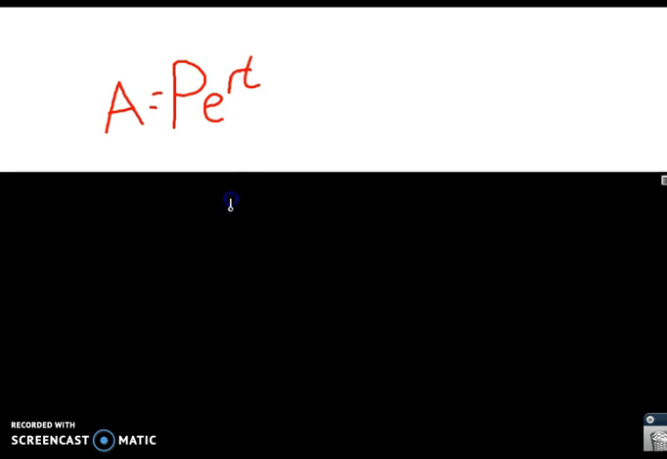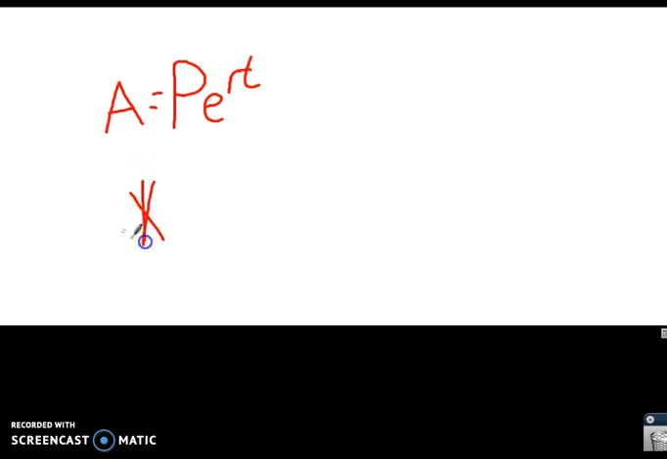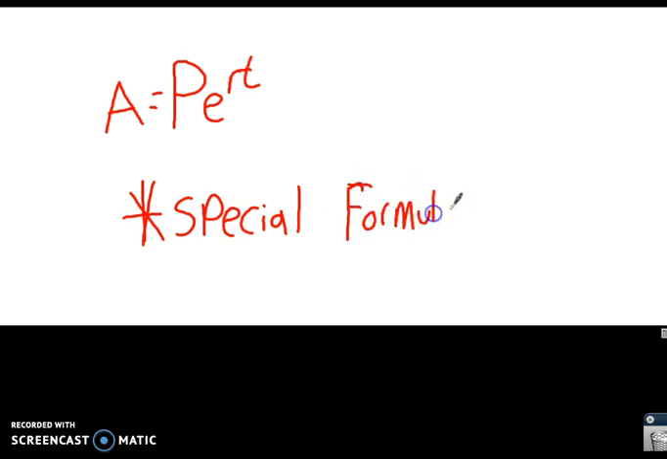This is a special formula. I'll put a note here, special formula. It is only used when they say compounding interest continuously. So that's something you have to remember. So, every other variable holds true. What does that mean? That means your P is still your principal, R is still your interest rate as a decimal, and T is still your time in years. The only thing different is there isn't an N value because it's compounded continuously.